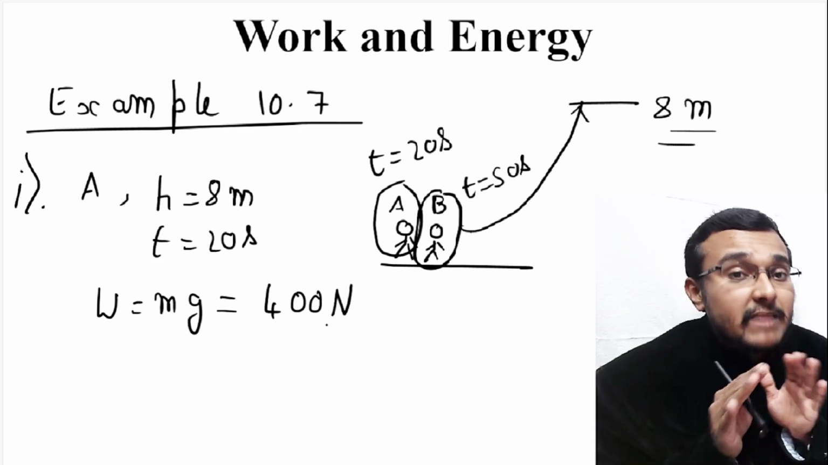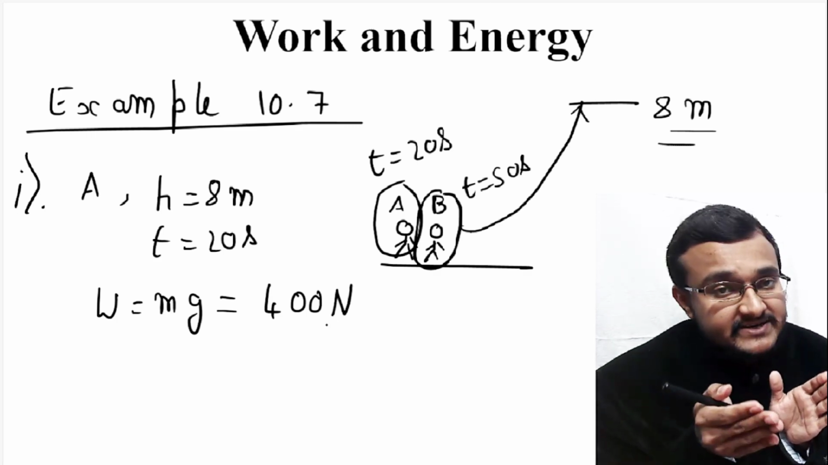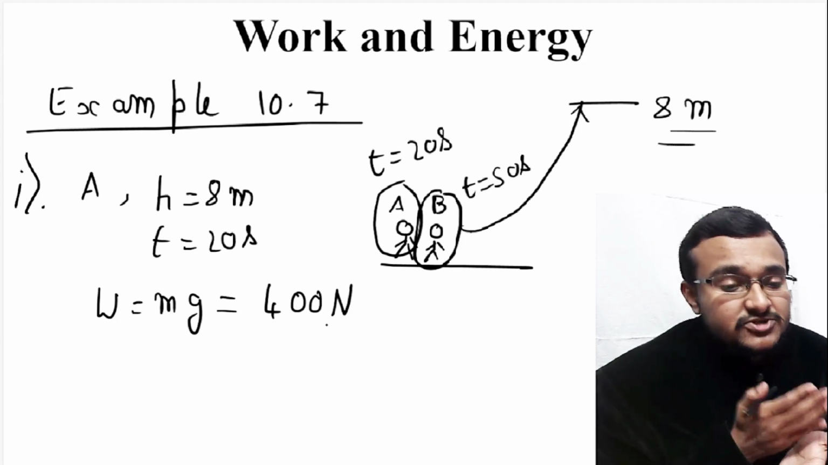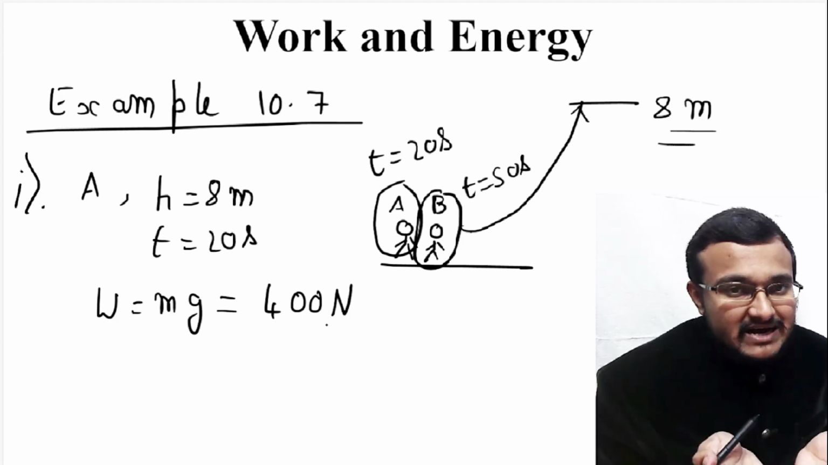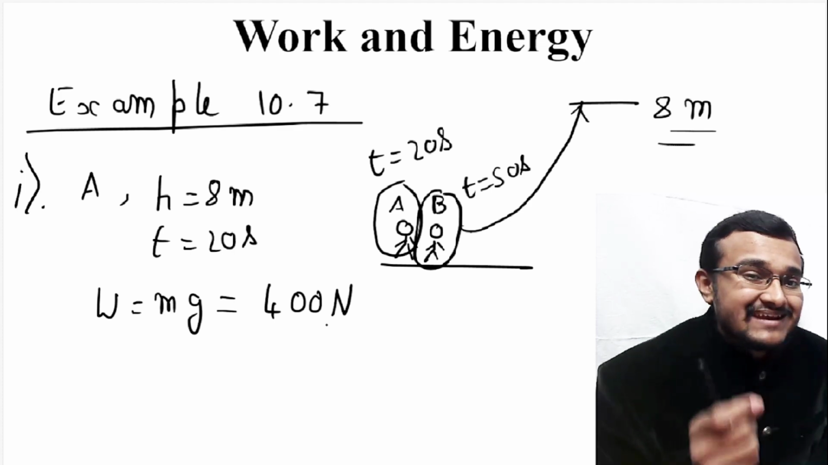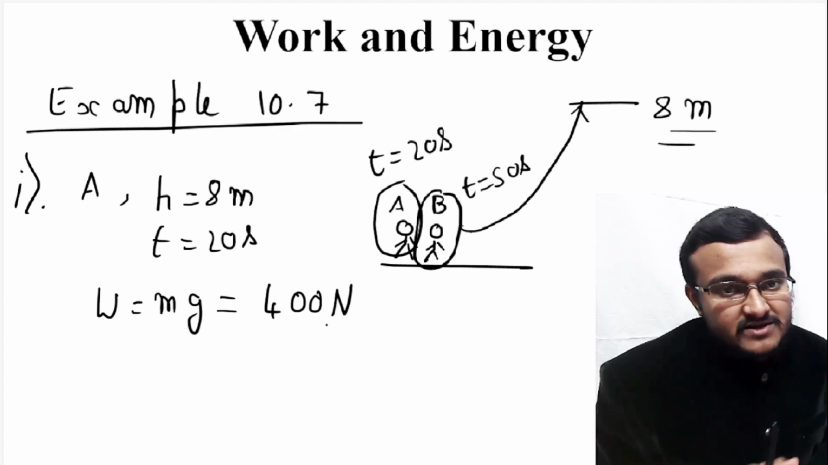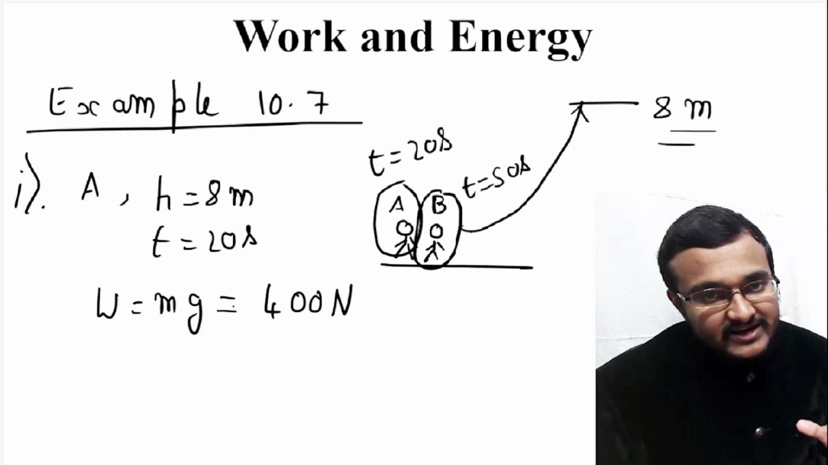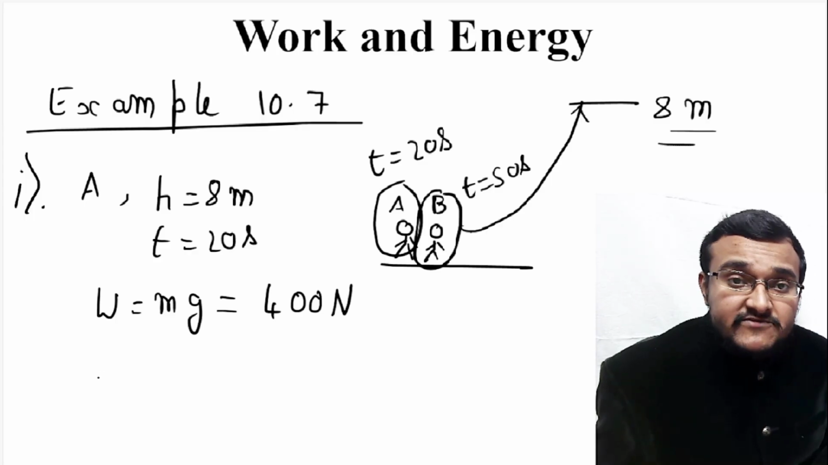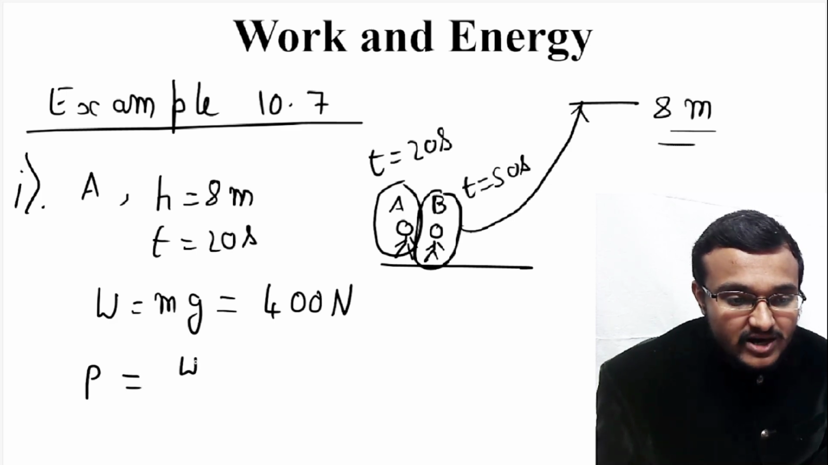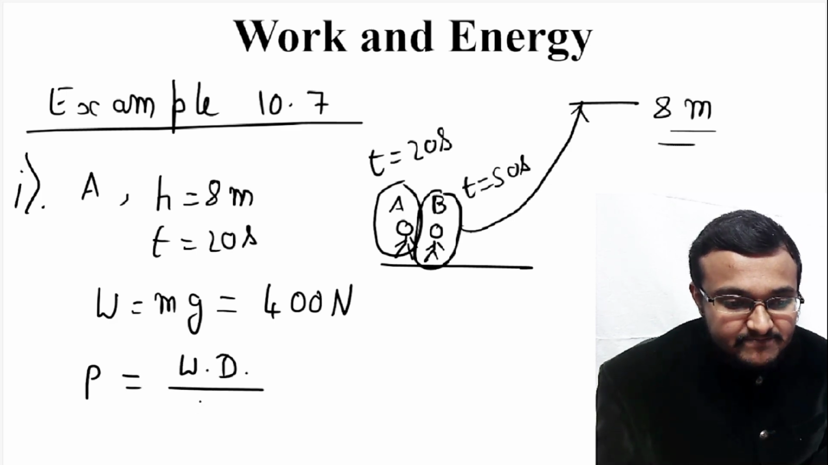Here they have not given the mass, they have given the weight. So weight is nothing but mass times acceleration due to gravity, so mg. We don't know the mass, but we don't need to bother about mass. Here we want to calculate the power expended by each of the girls. Both of them weigh 400 Newton. Here you have to calculate power. So the power formula is work done by time.